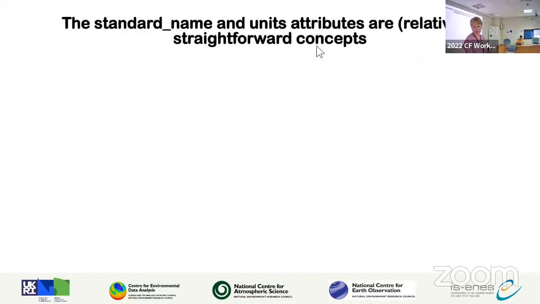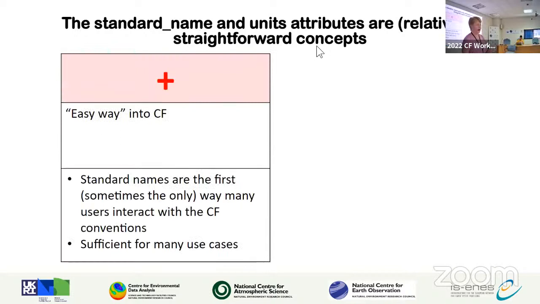So the standard naming attributes and units attributes are fairly straightforward concepts. People can sort of understand how we're using them. And in some ways that's a good thing, because for people who are quite new to using CF, it can seem like an easy way into CF. I've got some new data I want to write, I've got some new variables. So what can I do? Well, I can just ask for a new standard name. And it's often the way a lot of people do interact with us for the first time as a community. Often it's the only way people ever interact with us. And maybe that's enough. And it is enough for some use cases.